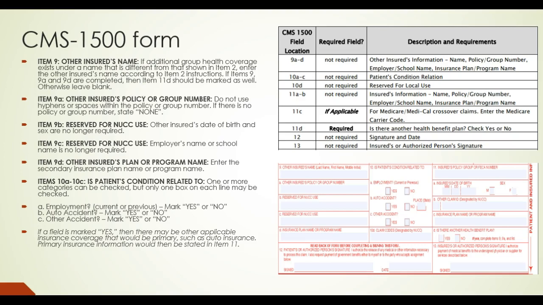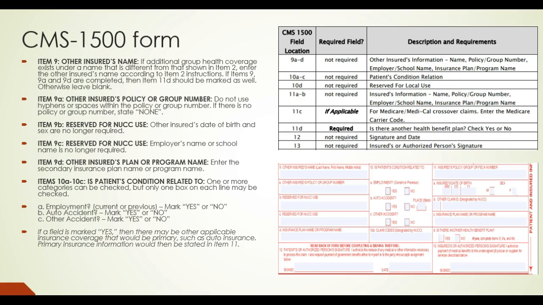Now, it's important to note that this applies to any auto accident or other coverage that may have happened as well, if you fill out box 11. Now, box 11A and B, that's if they had an auto accident or other accident for workers' comp. You're going to put in that insured's date of birth and sex. For 11B, that's that other claim ID.